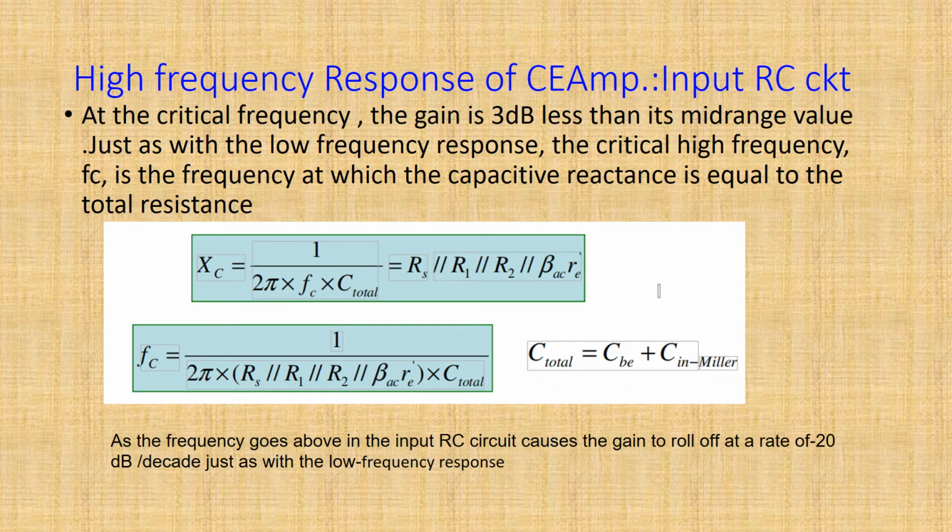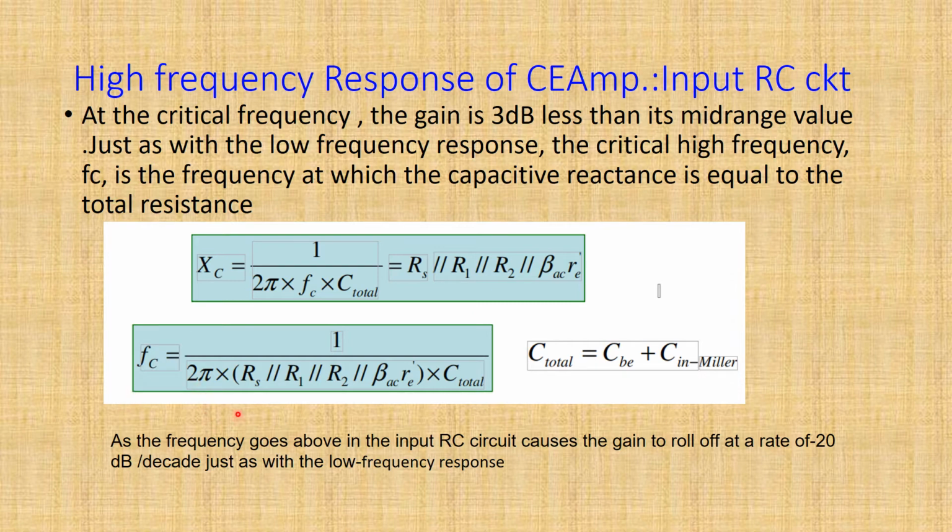So at the higher frequency response of the CE amplifier at the input circuit, the capacitive impedance is given as 1 upon 2 pi FC into C total, where C total is CBE plus C in Miller. This comes out to be approximately RS parallel R1 parallel R2 parallel beta AC, and this is the impedance at which you have to find the cutoff frequency.